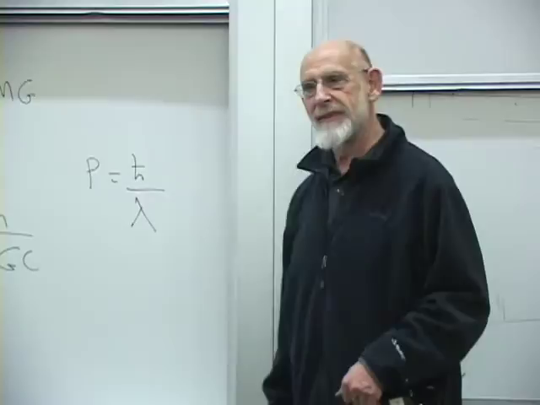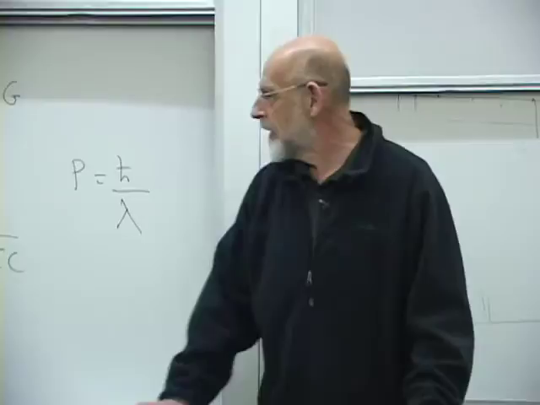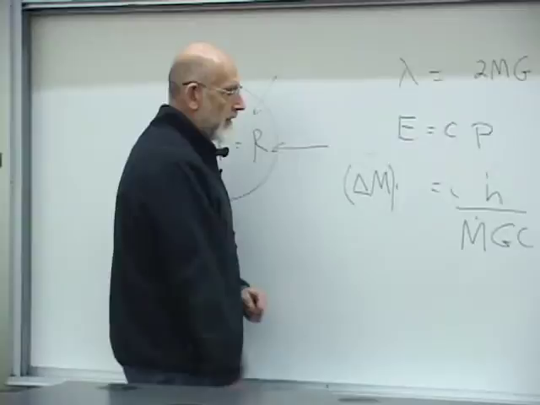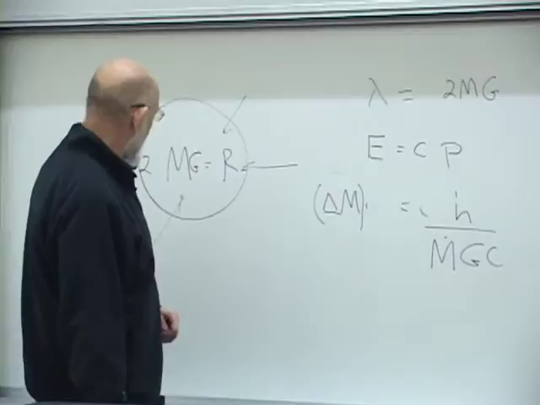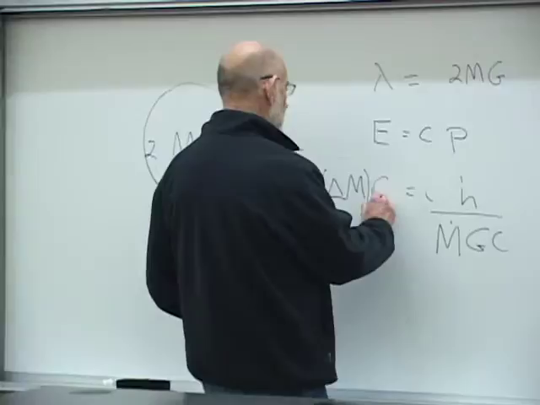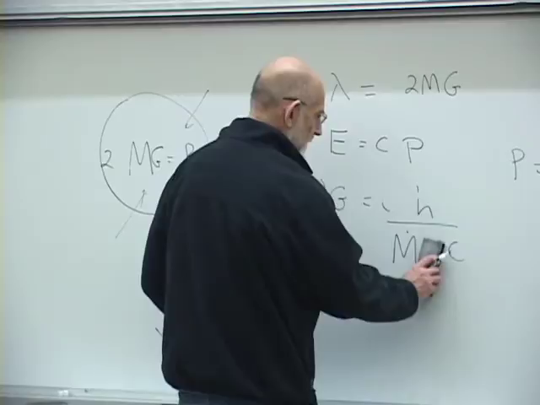Okay, let's go a little further. Let's calculate the change in the radius of the black hole. How do I do that? I know that the radius is proportional to m times g. So I just multiply both sides of this equation by g. This was the wavelength downstairs. So we multiply by g. And this is the change in the radius of the black hole.